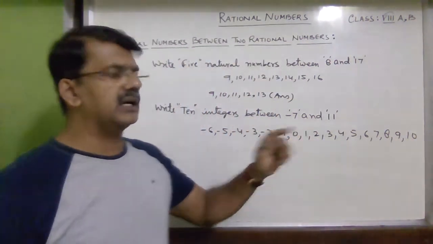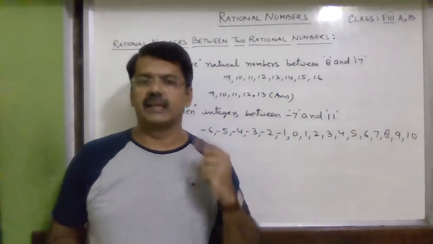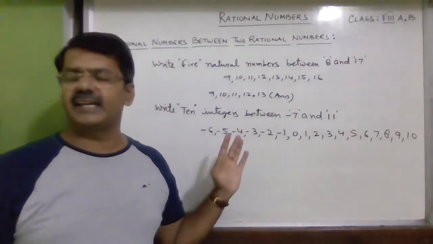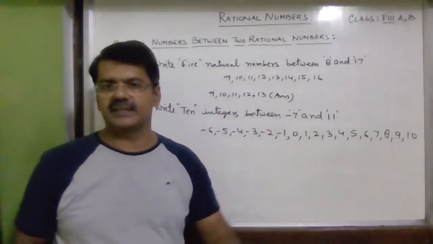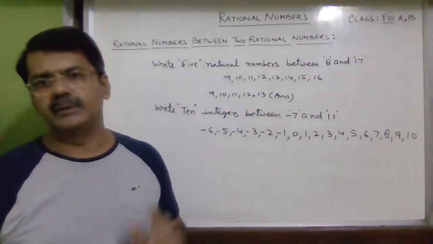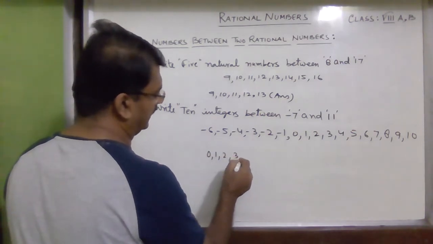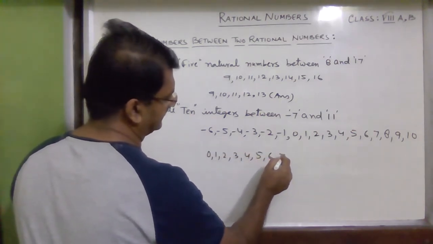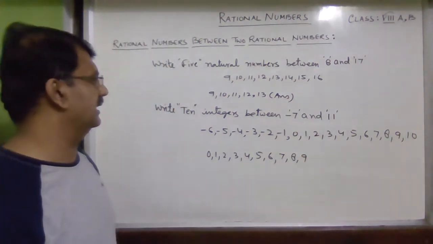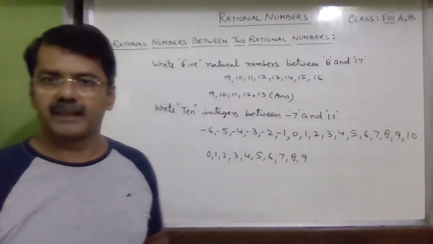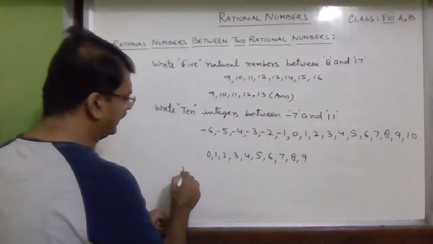So all these are the integers between -7 and 11. Now you can choose any 10 out of these integers, and that will be your answer. Say I write 0, 1, 2, 3, 4, 5, 6, 7, 8, 9. See, these are the 10 integers between -7 and 11. Clear?